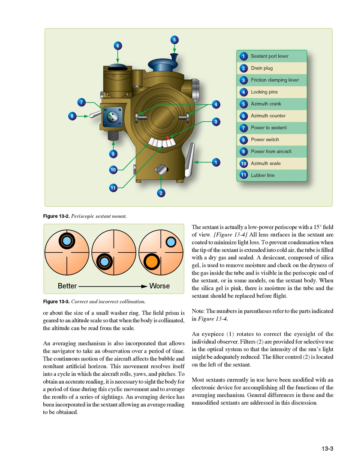An eyepiece, 1, rotates to correct the eyesight of the individual observer. Filters, 2, are provided for selective use in the optical system so that the intensity of the sun's light might be adequately reduced. The filter control, 2, is located on the left of the sextant. Most sextants currently in use have been modified with an electronic device for accomplishing all the functions of the averaging mechanism. General differences in these and the unmodified sextants are addressed in this discussion.